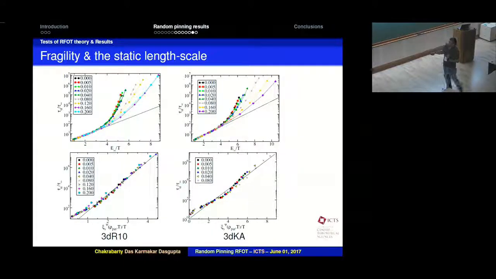So for a strong liquid, if you plot tau alpha versus 1 over T, and the y-axis is a log, then you'll get a straight line. The fact that it deviates from the straight line shows that there is fragility, and how much it deviates gives you a measure of fragility. Using the static length scale in the presence of pinning, you can collapse this data, which shows that the static length scale has all the information of fragility in it. So yeah, that's these plots.